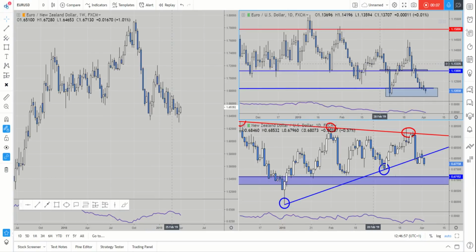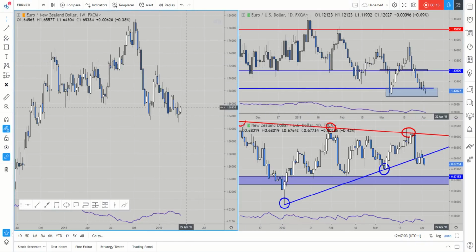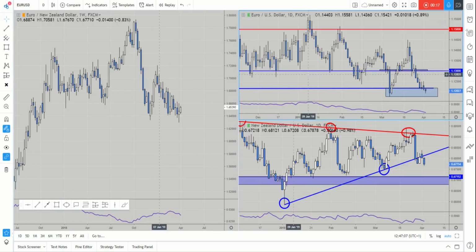In this video we're going to be taking a look at Euro Kiwi, but before I jump over to this chart, I just want to highlight the makeup of this chart at the moment by taking a look at the major currency pairs, and why I'm looking for a potential move to the upside on the Euro Kiwi.